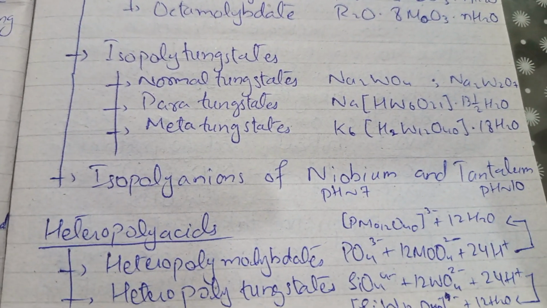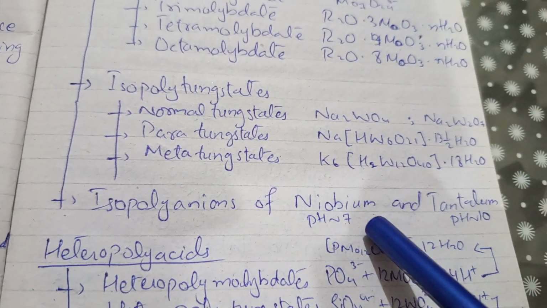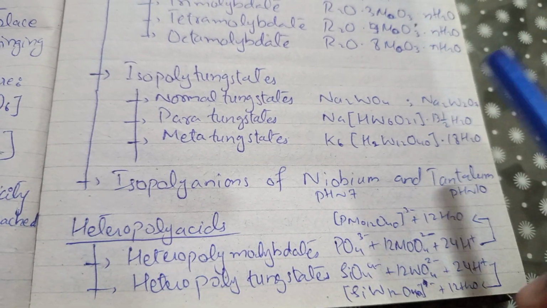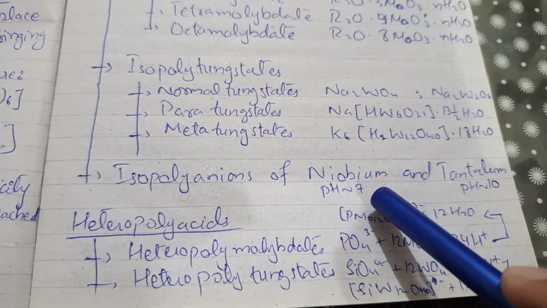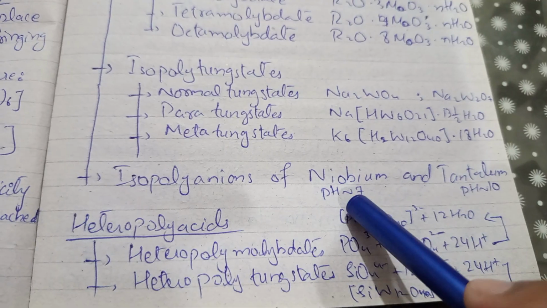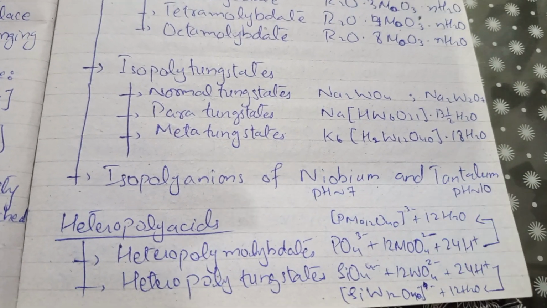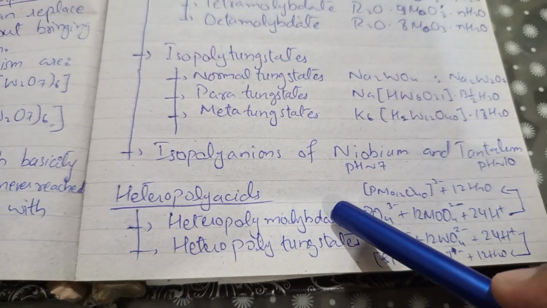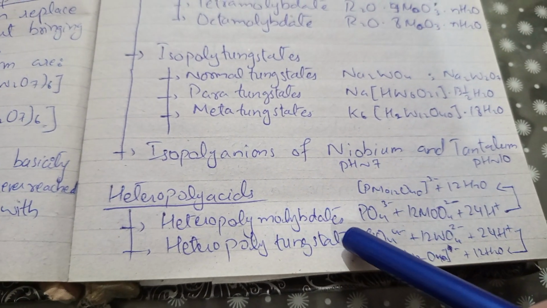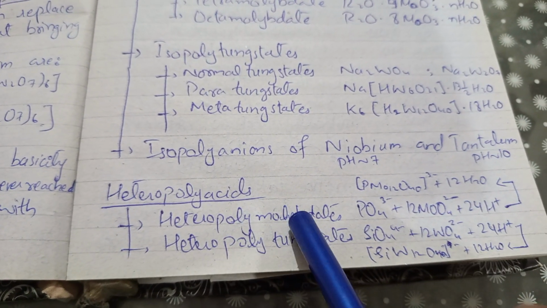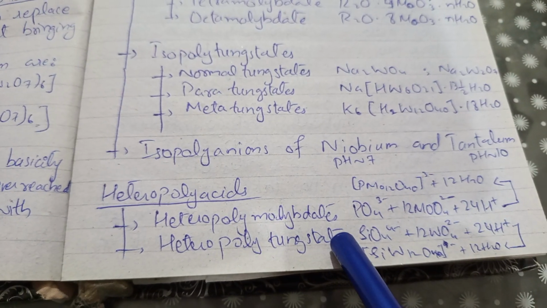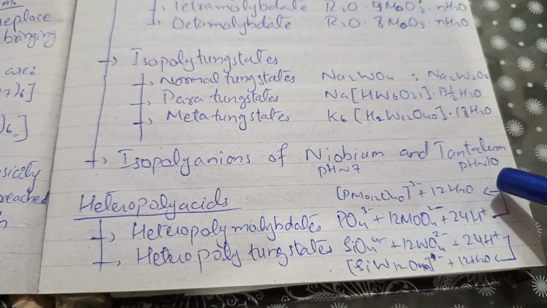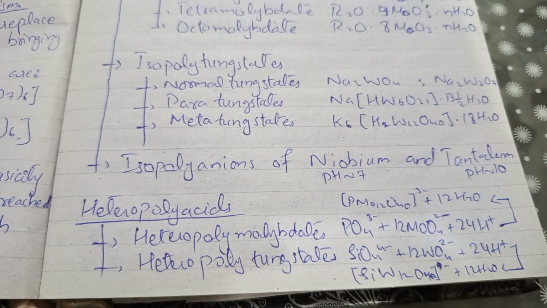Then we have isopolyanions of niobium and tantalum, where niobium is at pH 7 and tantalum at pH 10. So if we talk about heteropoly acids, here we have examples of heteropolymolybdate and heteropolytungstate. So here are some reactions regarding these.